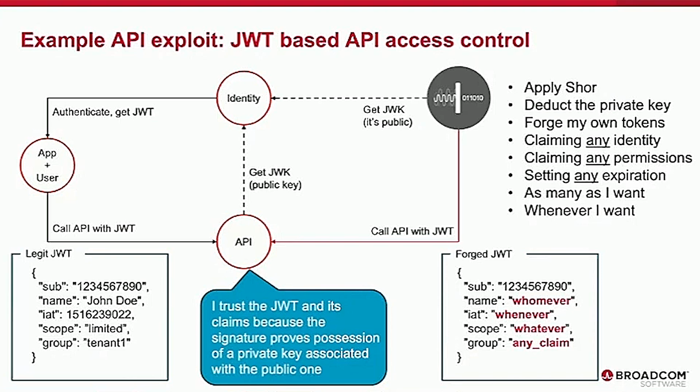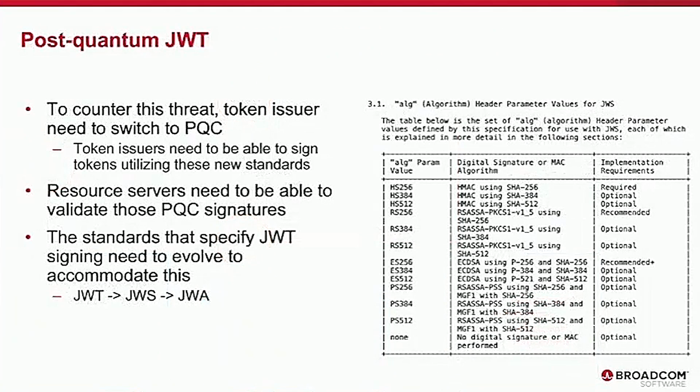And the forged tokens that are being created on an as-needed basis, you cannot distinguish them using the JWS signature from a legitimate one. And so that's really what an exploit would look like in the case of JWT-based authentication for an API. So what we need, like everything else, right, we're going to need post-quantum JWT tokens. And let's take a look at what that means, right?